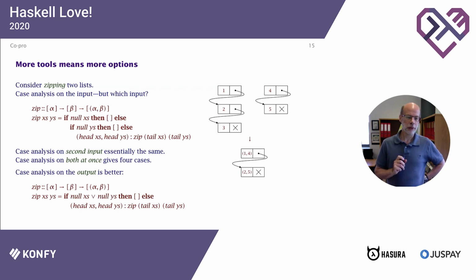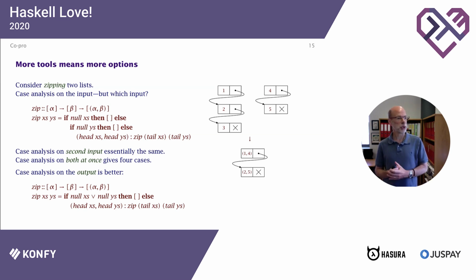So to zip 2 lists x's and y's, when is the result empty? It's empty if either input list is empty. If either's exhausted, then you can't produce any pairs. Otherwise, they're both non-empty, and so it's safe to call head and tail on both of them. So this is zip with program structure following the structure of the output list. There's a case for the empty output list, and there's a second case for the cons, the non-empty output list, and there are only those 2 cases.